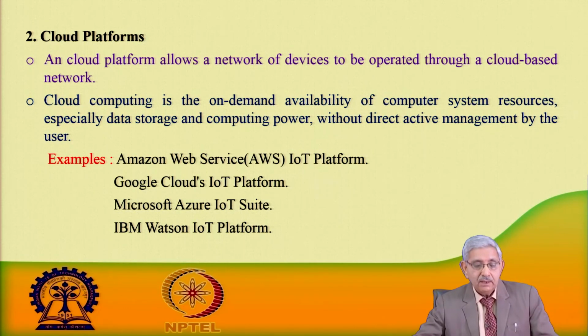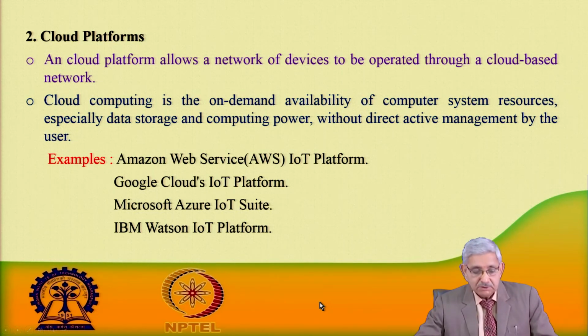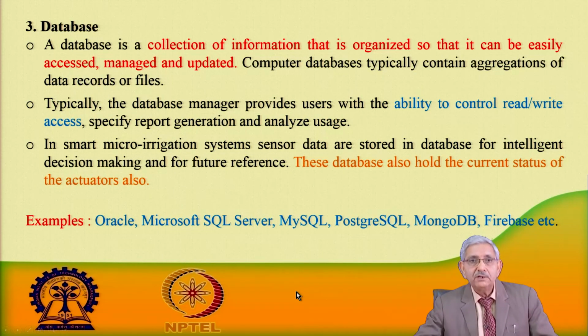Cloud platform: a cloud platform allows a network of devices to be operated through a cloud based network, and cloud computing is the on demand availability of computer system resources, especially data storage and computing power, without direct active management by the user. Some of these cloud platforms are Amazon Web Service IoT platform, Google Cloud IoT platform, Microsoft Azure IoT Suite, IBM Watson. These are the cloud platforms being used now when the data size is large.